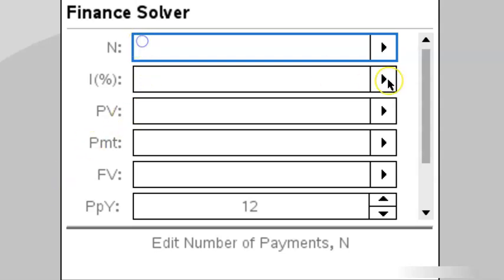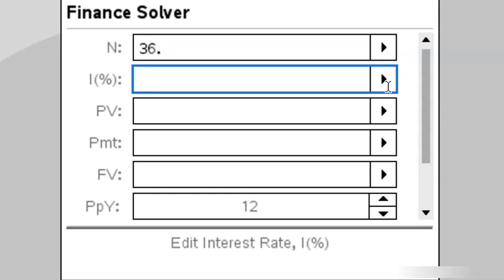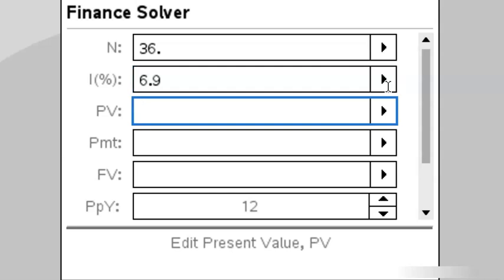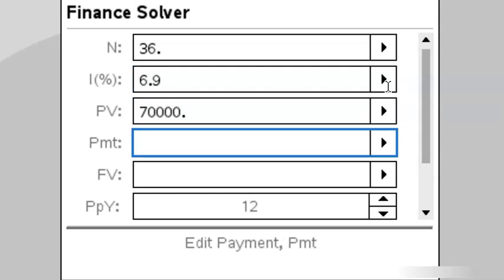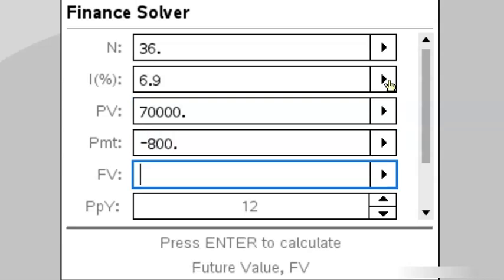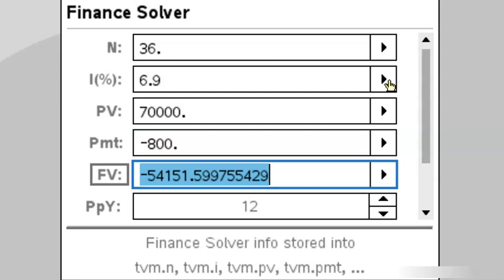So we're saying 3 years of 12 monthly repayments, so 36 payments in total. Our interest rate 6.9. Ken borrowed $70,000, so that's our principal, our starting point, and he's making payments of $800. So the future value after 3 years, at that point he owes $54,151.60. We would note this down.